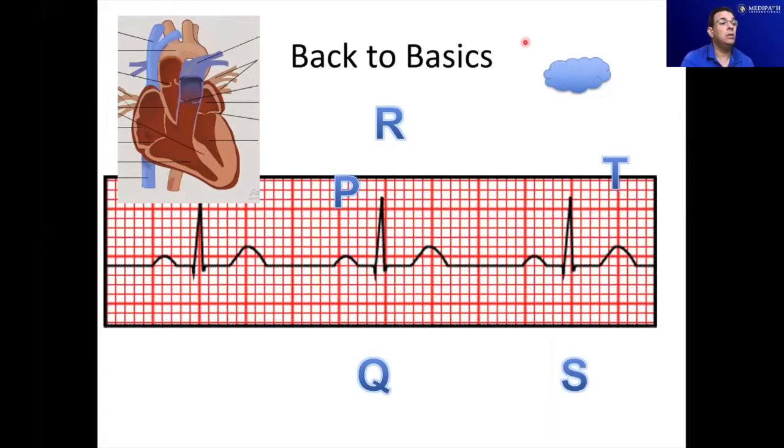When we look at definitions, I just want to make sure we're hiding the floating screens. Okay, we're looking at the different waves so everybody's talking in the same language. The first wave you see, the first bump, is what we call the P wave.